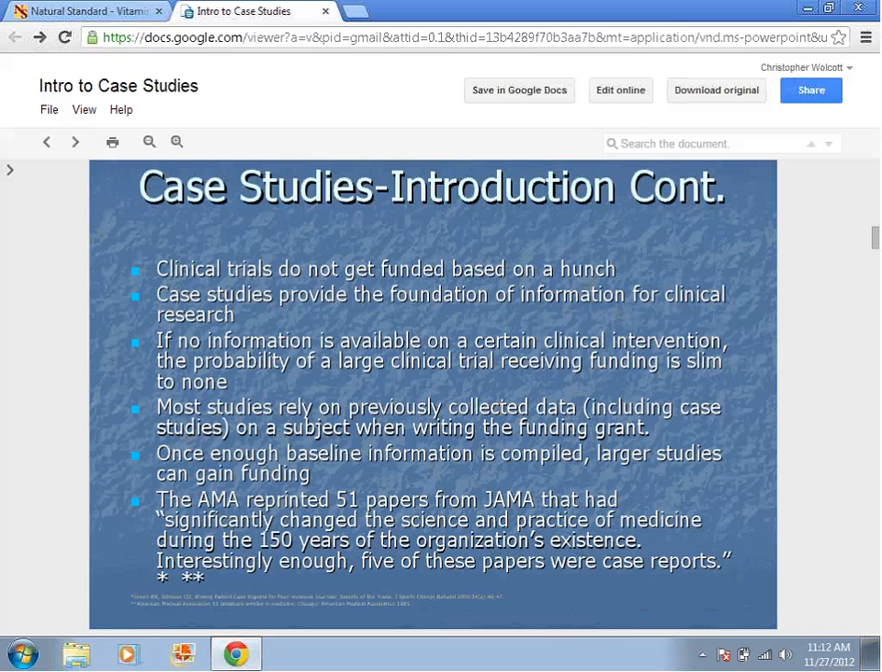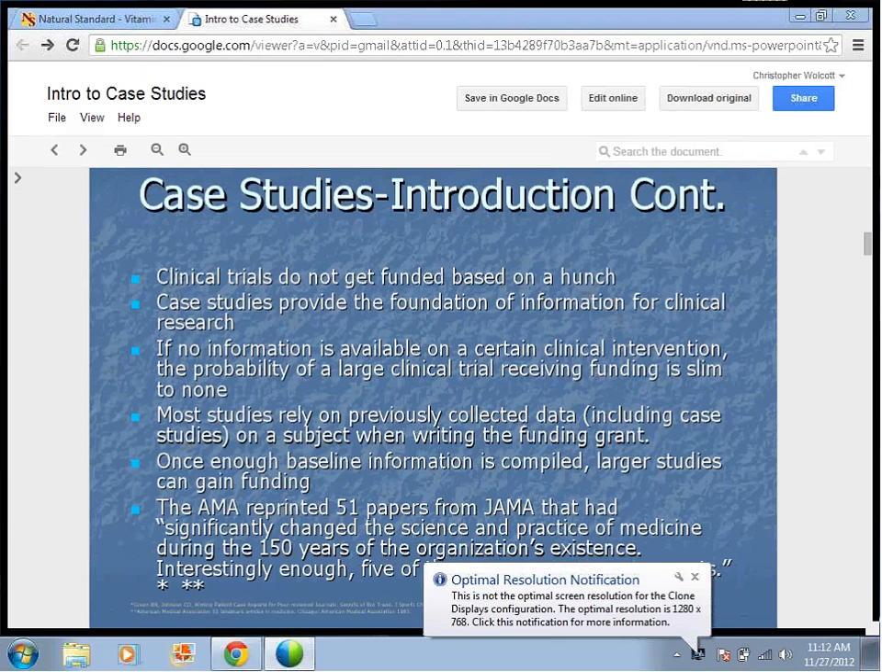The AMA reprinted 51 papers from JAMA that were published in the last 150 years, the most influential papers published in JAMA over that time, and 5 of them are case reports. So even though case reports are not anywhere close to the pinnacle of the research design, they significantly contribute.